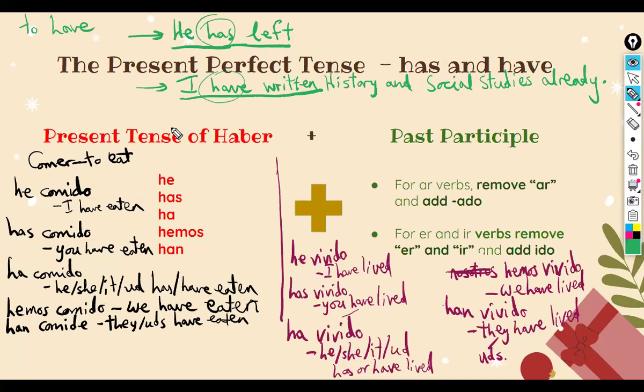For the tú form, we would write has, if it's something you have done. For the él, usted form, we would write ha. Remember the h is silent, so I'm not pronouncing it. I'm saying he, has, ha, hemos, han. If it's something we have done, nosotros, we say hemos. If it's something they have done, ellos, ellas, ustedes, we say han.